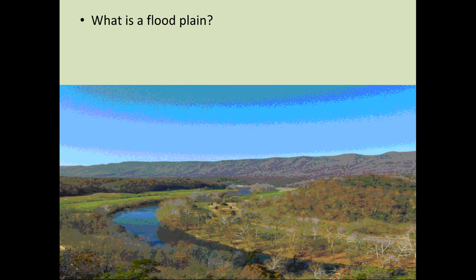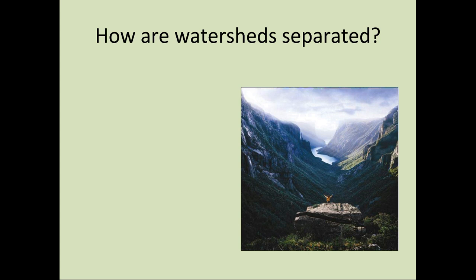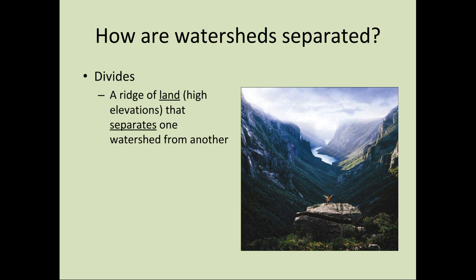What is a floodplain? Well, a floodplain is a flat, wide border area that's near rivers and streams. When water's high, water spills out into this area. This picture is an example of a floodplain down near the Shenandoah River. Watersheds are separated by areas called divides. Divides are high elevation ridges of land that separate one watershed from another.